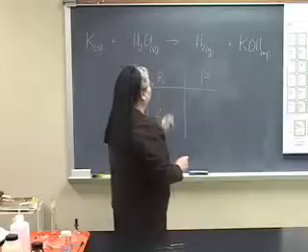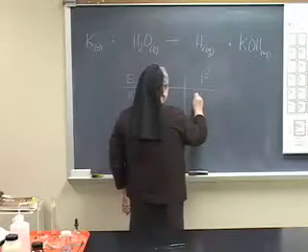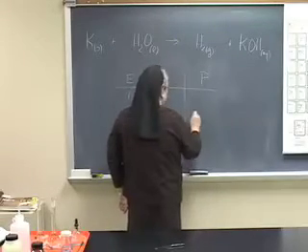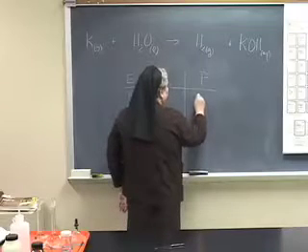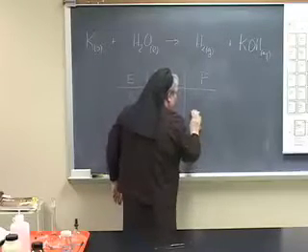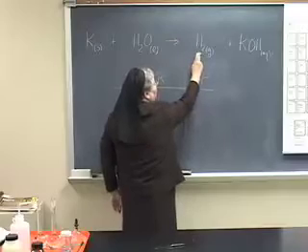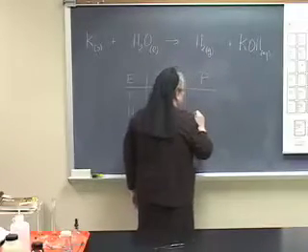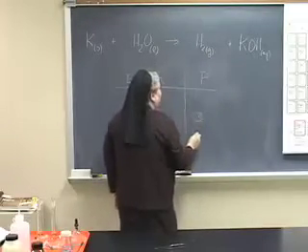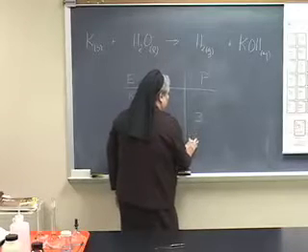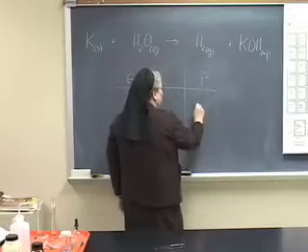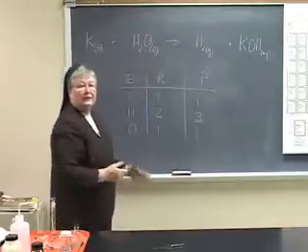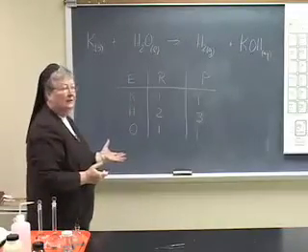Then I go over to the products, and I see that I have 2 hydrogens. I have 3 hydrogens. Tricked me. 2 hydrogens plus this one, so I have 3 hydrogens, 1 oxygen, and 1 potassium. So we ask ourselves the question, is this equation balanced?